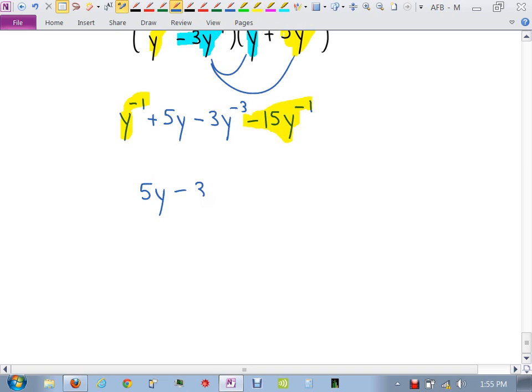5y minus 3y to the negative 3 minus 14y to the negative 1. That's what this function is to start.